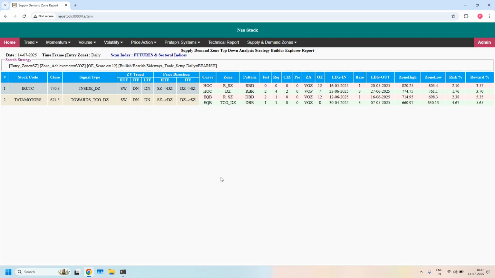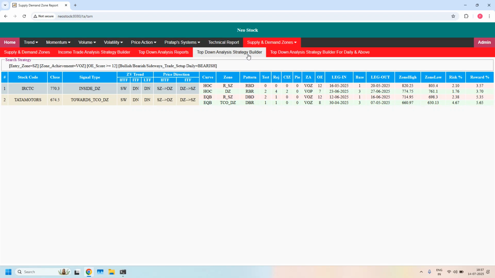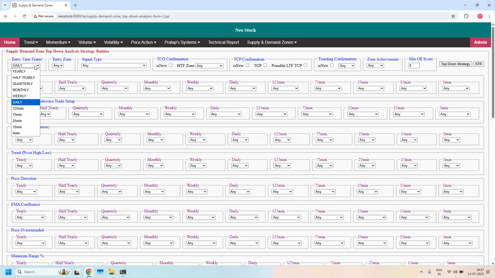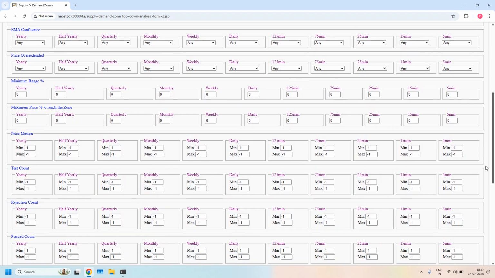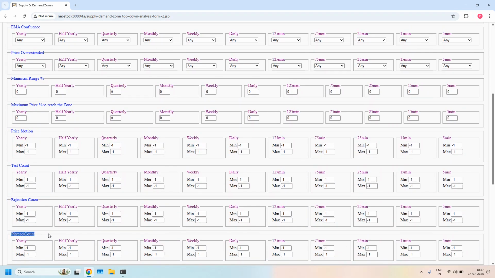Okay, next we will look into weekly income trade reports. For weekly income trade, entry time frame is 75 minutes, entry zone, demand zone. Here at 75 minutes, I am selecting sideways long, zone achievement VOZ, minimum order enhancer score 11 for sideways, and also 75 minutes demand zone should not be pierced. In the pierced count parameter, at 75 minutes time frame, I am setting minimum value 0, maximum value 0. That means zone is not pierced.